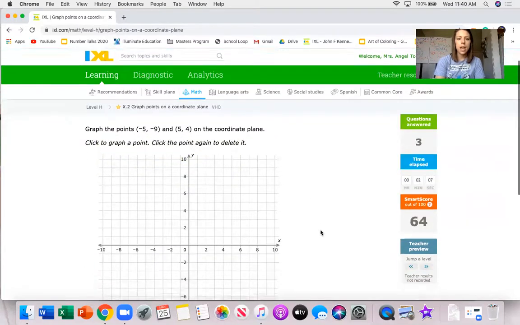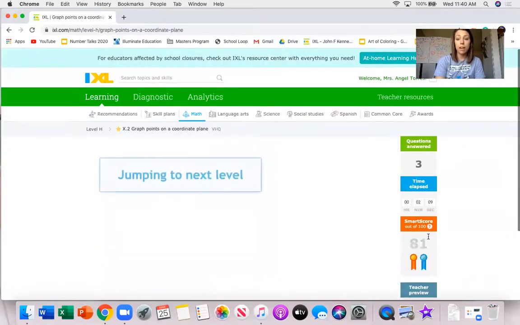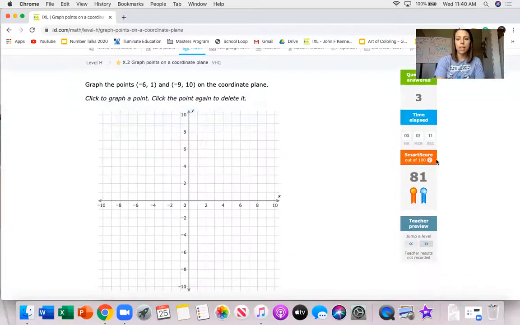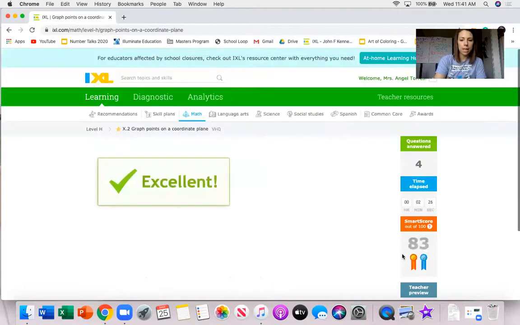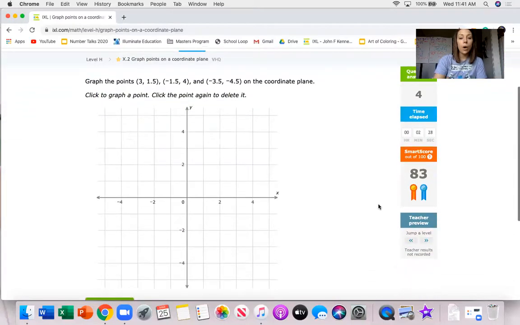All right. If we jump another level, this gets you to a SMART score of 81, which again, remember our goal is to get 85 because that's mastery. Again, it'll just include some bigger numbers, -6, 1, -9, 10. All right, and submit. Cool. Now, I'm glad that we got to this point. This is where I hope you all get to. So please don't stop when you get to this area.